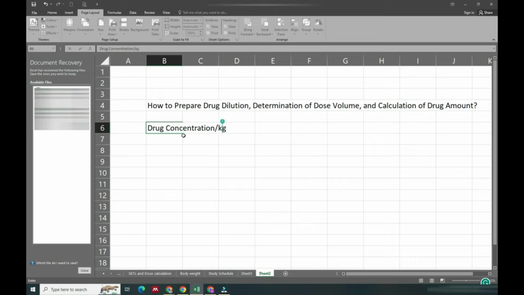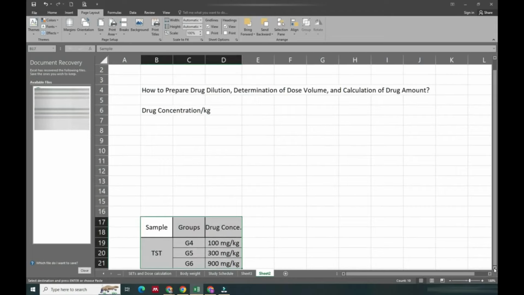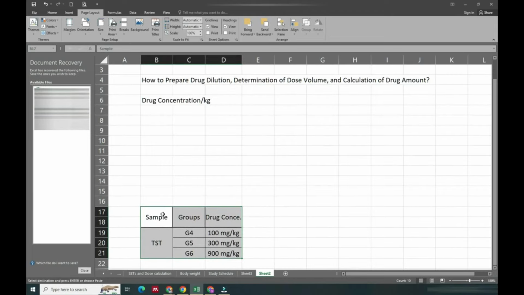So our first point is drug concentration per kg that we should be aware of. So in that case, if we have, you can see here, a test sample and three groups of drug and three concentrations, we are going to give those groups. And the second point should be dose volume.